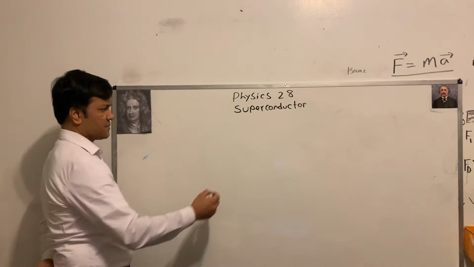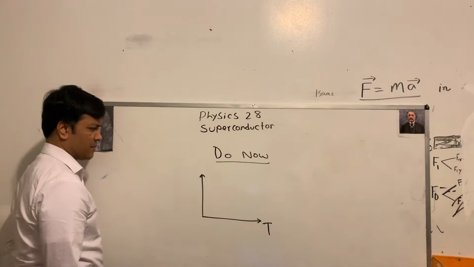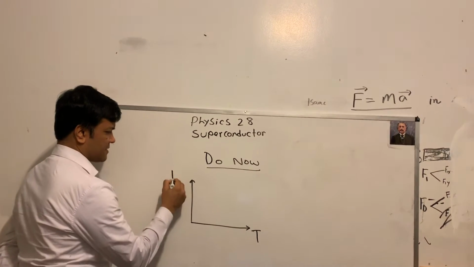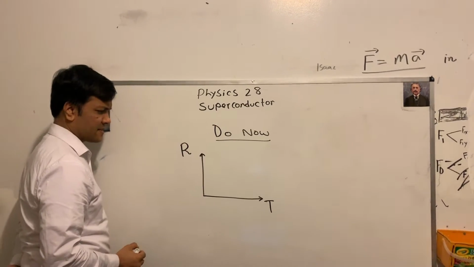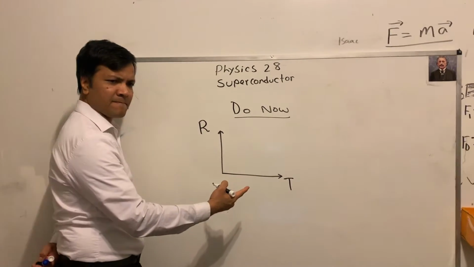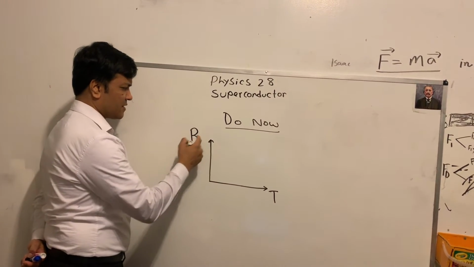Get started at the do now. This is T. T for what? Temperature. And this is, let's say, R. R for what? Resistance. Temperature is measured in Kelvin or Fahrenheit? Celsius. And resistance is measured in ohms.